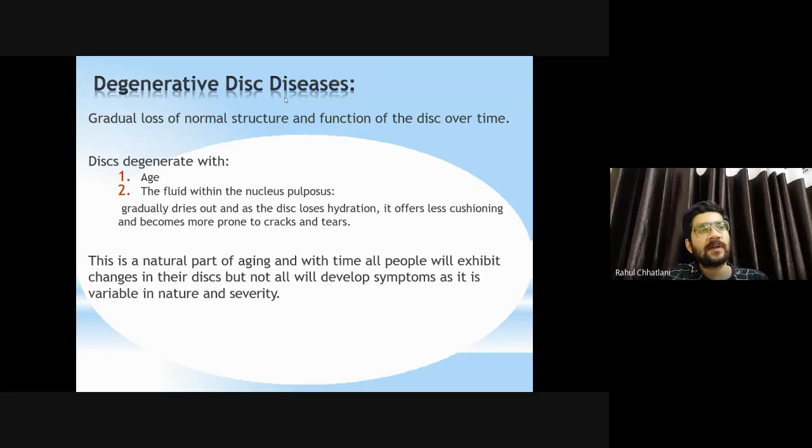It is a natural part of aging; all people will exhibit changes in their disc, but not all will develop symptoms. It is variable in nature and severity. With age muscles become weak and neurological symptoms come, as we have seen in dementia. Everything comes, but it is not necessary that everyone gets symptoms, because the disease depends on the nature and severity also. Someone may have 2 mm of compression, someone 8 mm, or even zero space can happen. So they will have more symptoms.